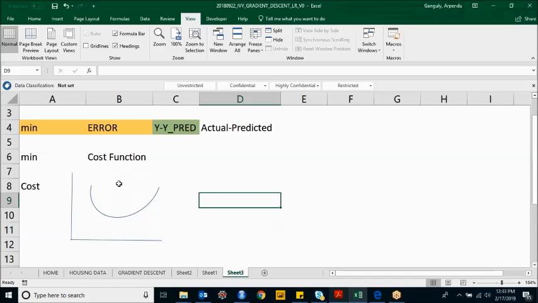Slope, and descent means descent. So that is the meaning of gradient descent. Gradient means slope. Slope means this delta change, meaning how much you change so that your error is minimized. And descent is that you're descending. So that is the intuitive understanding of what gradient descent means.